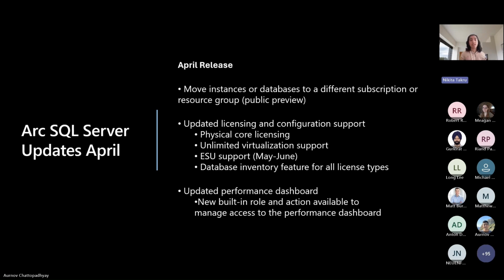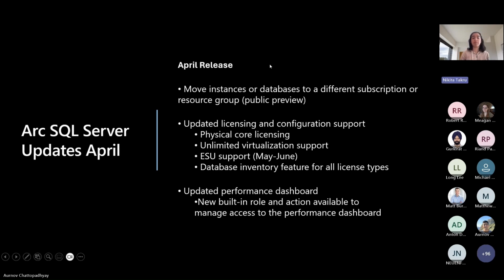What we've also done is updated licensing and configuration support. So this comes in terms of a few different areas. One is with our physical core licensing, unlimited virtualization support, support for extended security updates, and we've also made database inventorying available now for all license types. So you can definitely utilize the database properties to learn about what you have on-prem, see it in Azure, and also even use Azure Resource Graph to query on that information and see it at scale.